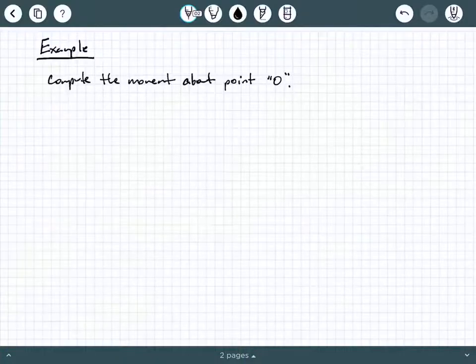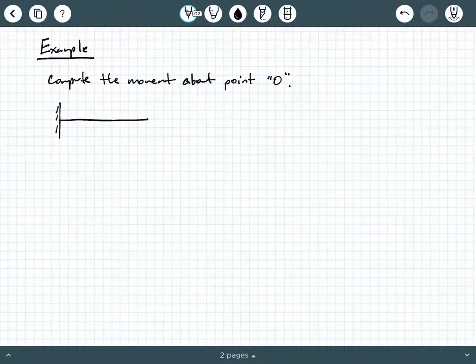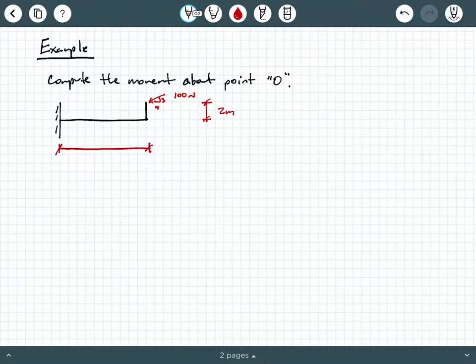We're asked to compute the moment about point O. So here in our given information, we're going to have this cantilever system. We have this kind of inverted L shape, and here we have a force of 100 newtons being applied, and this is at a 4-3 slope, and this vertical piece of this cantilever system is 2 meters long, and the horizontal piece of this cantilever system is 5 meters long, and then we have our point O at the fixed connection on the left.